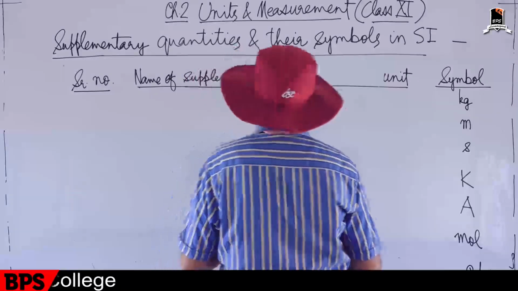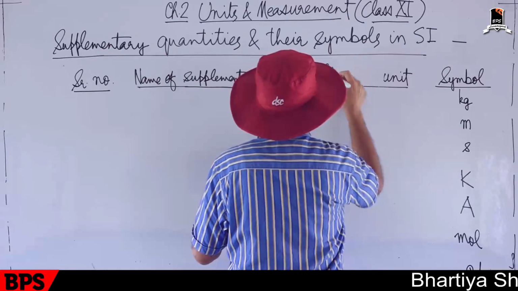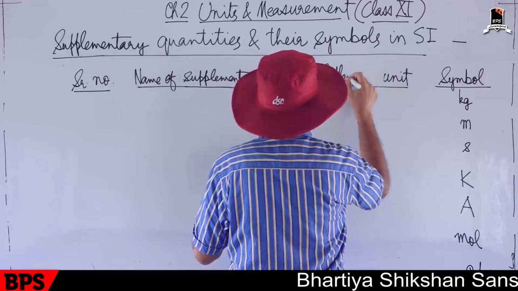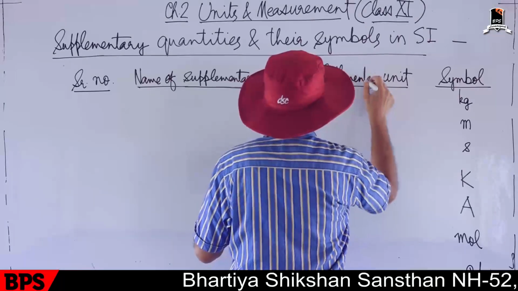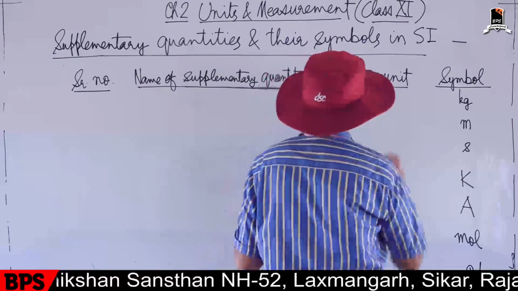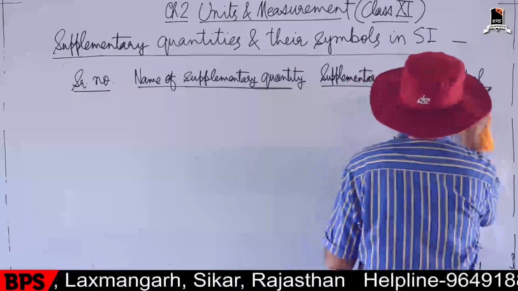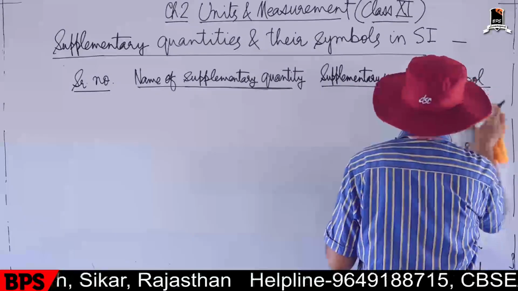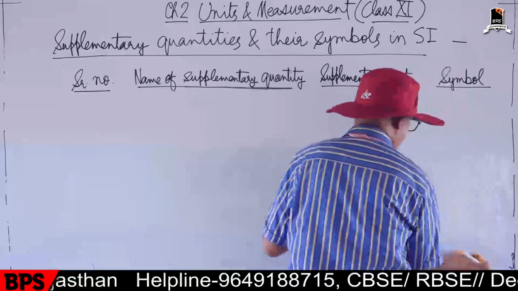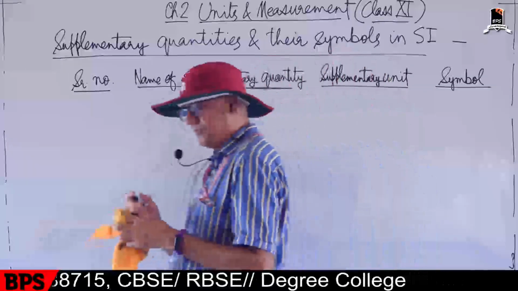So this is for supplementary unit, and the last one is for symbols of supplementary quantities, unit symbol. So there are only two.